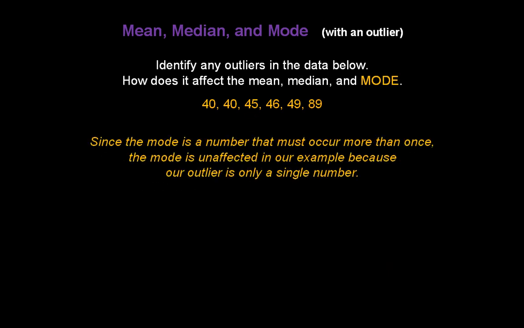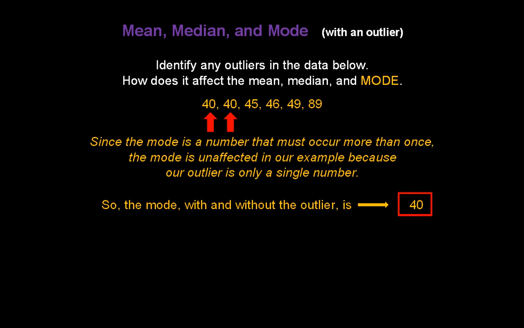Finally, let's take a look at the mode. Since the mode is a number that has to occur more than once, our mode is going to be unaffected in our example because our outlier is only one number. It's just a single number. So the mode is going to be the number that occurs most often. And I see two 40s in this problem. And that's all there is. So the mode with and without the outlier is going to be 40.